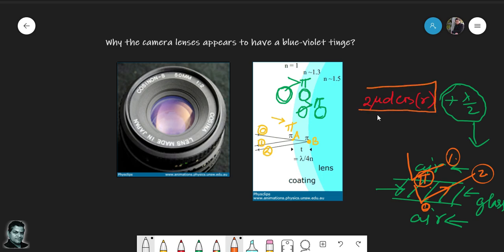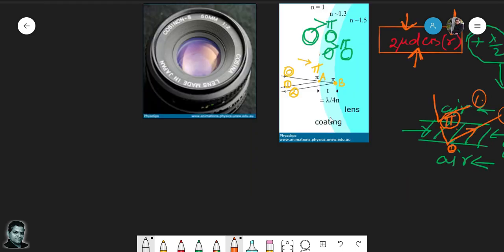2d mu cos r. If we consider that these rays are normal to the coating, then r is equal to 0. Mu is the refractive index of this medium, of this coating, so that's fixed. So the only thing for us to control the path difference is this d. So when we apply a coating over this glass surface, we apply the coating in such a way that this path difference, which is 2 mu d cos r, is equal to lambda by 2.